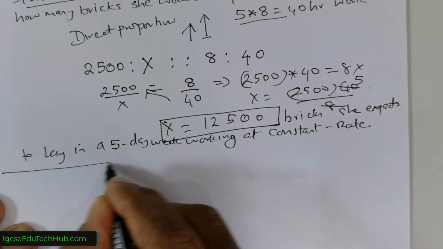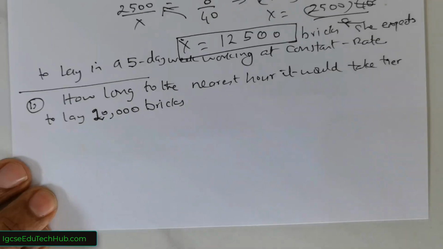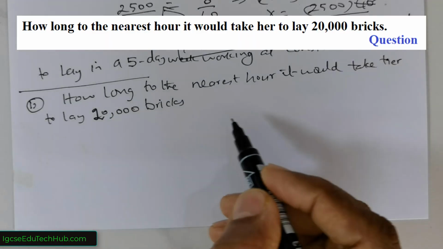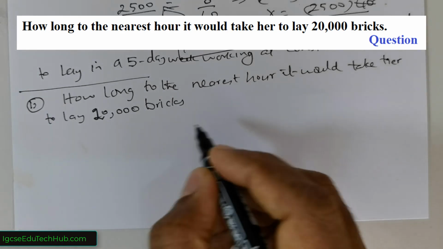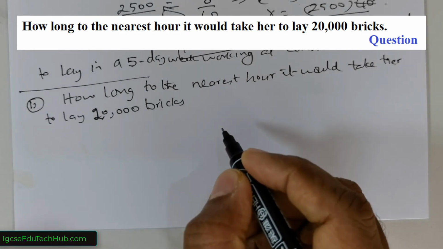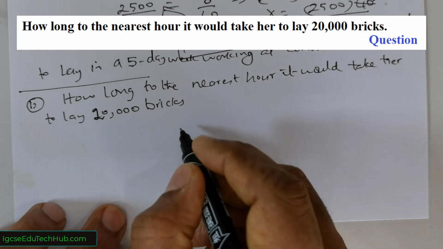So that is the solution for this particular question. We'll move on to the next one. Now this is the second part. How long to the nearest hour would it take her to lay 20,000 bricks? Now this is also a direct proportion problem. She has to spend more time, and the greater the time, the greater the number of bricks laid.